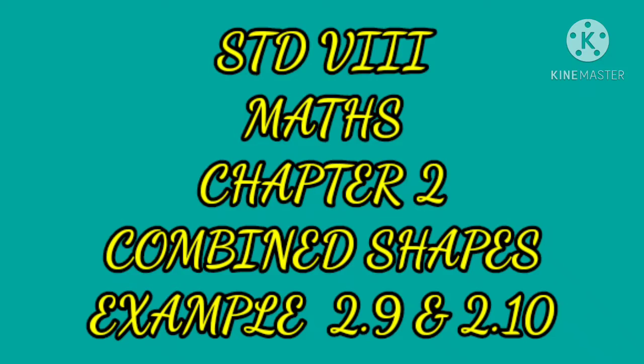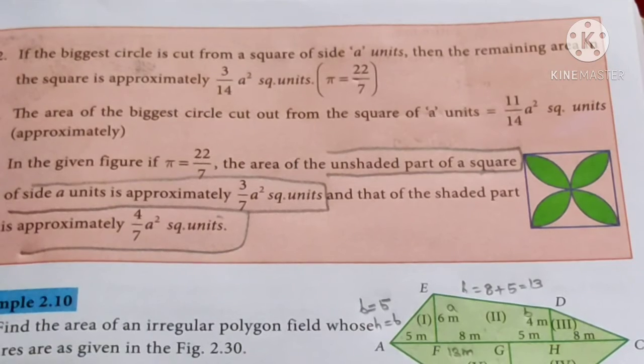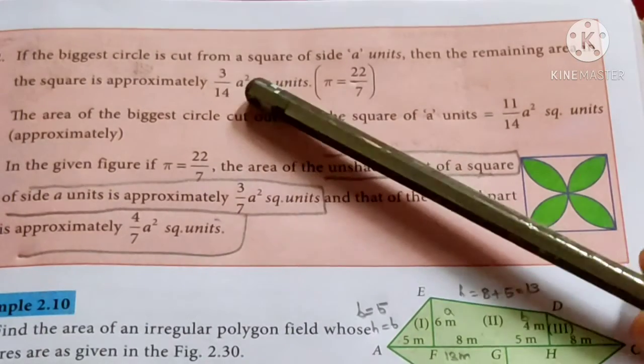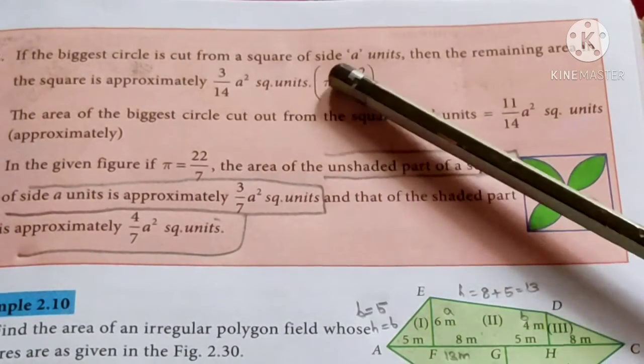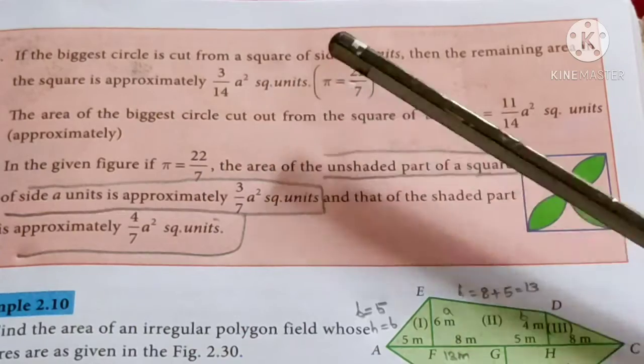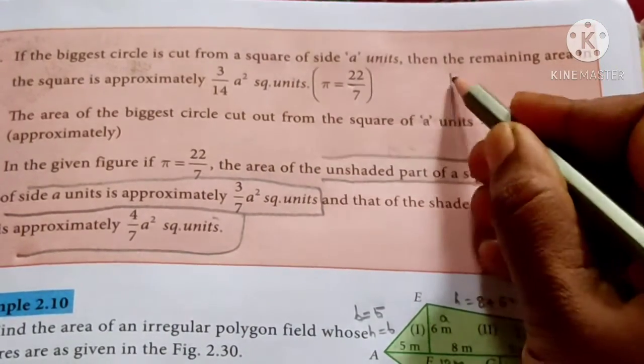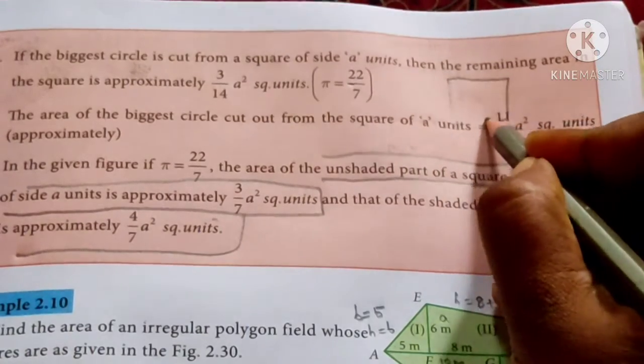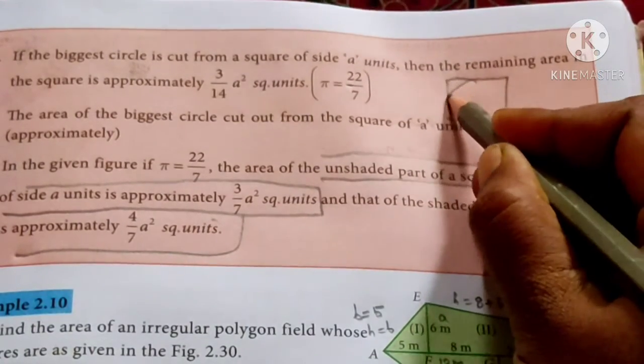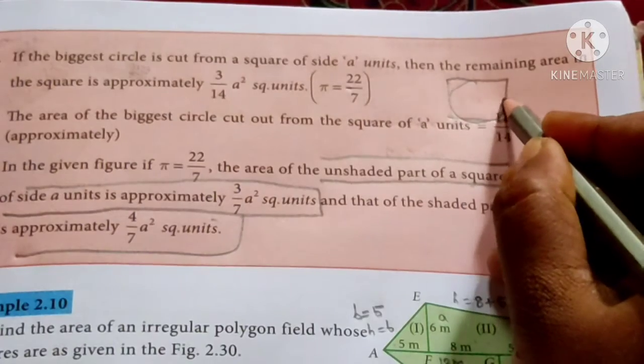Good morning students. This class we are going to learn about combined shapes, example 2.9 and 2.10. Listen, note it. If the biggest circle is cut from a square of side a units. This is the square. Inside it you draw one biggest circle.